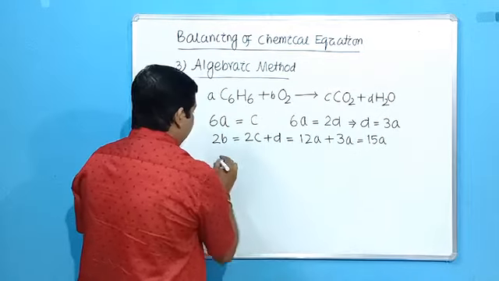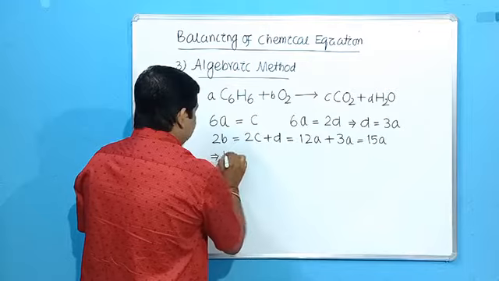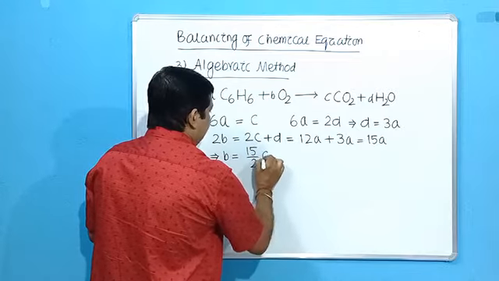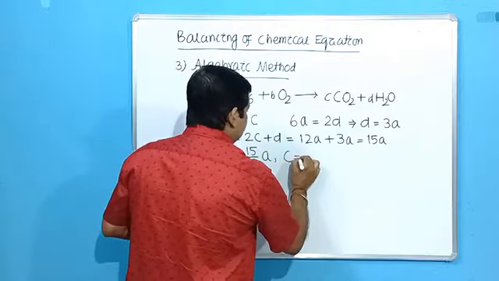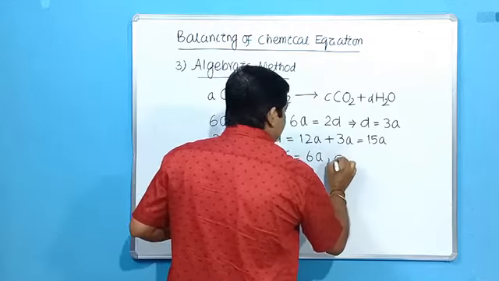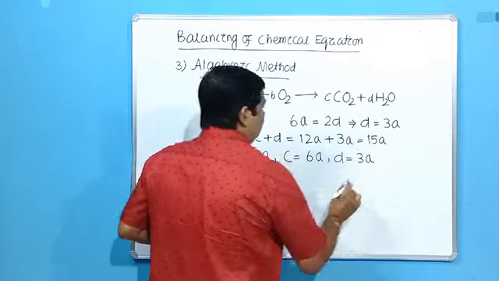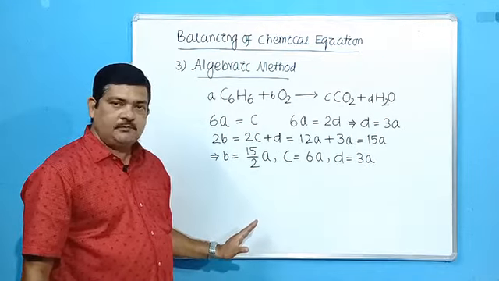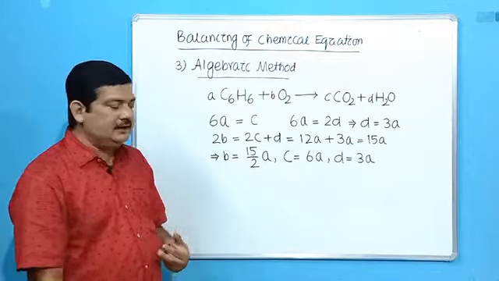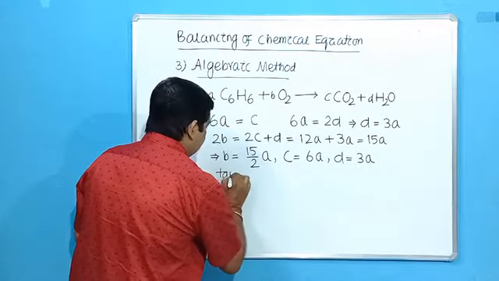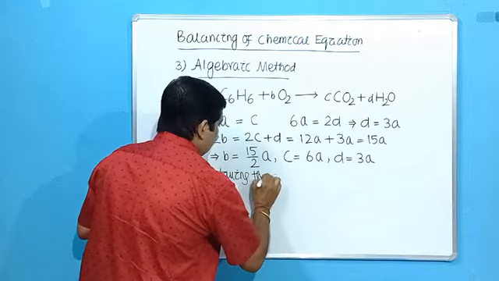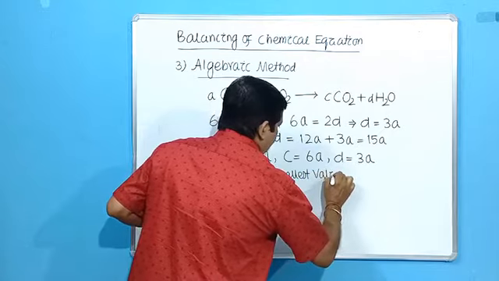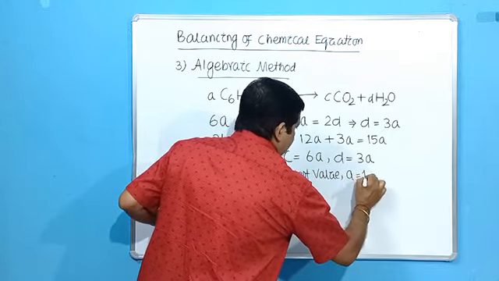2B is equal to 15A, that means what is B? 15 by 2A. What is C? Now 6A. What is D? Now 3A. Now we have found out the values of B, C and D with respect to A. So we take the smallest value of A here, that is A is equal to 1.